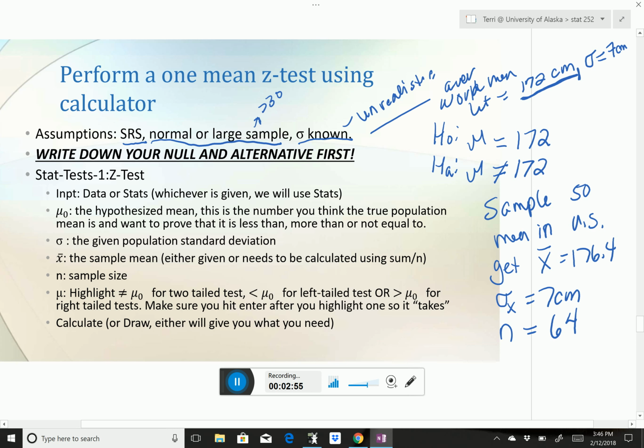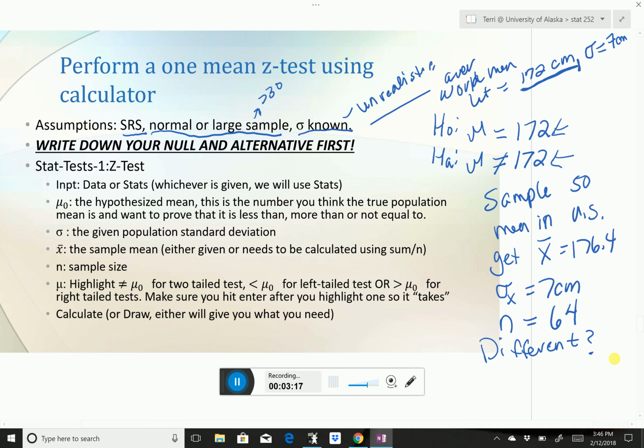And that's where we put our null and our alternative hypothesis. Remember, the null hypothesis has our equal sign. The alternative hypothesis is does not equal to, because I want to find out if they're different. I'm not really concerned with if men in the US are taller, although that is definitely something that I could do. That's not what I'm doing in this case.